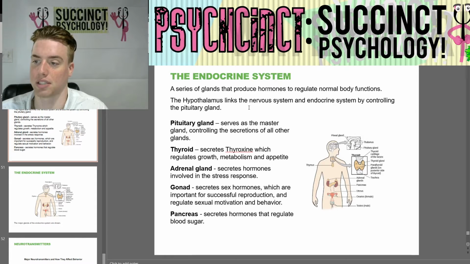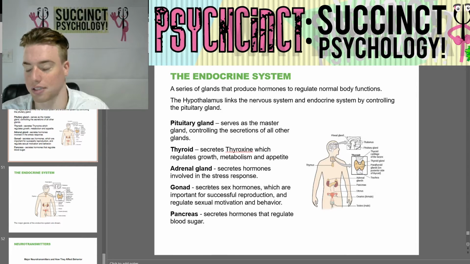So the endocrine system is a series of glands that produce hormones to regulate normal bodily functions. The hypothalamus links the nervous system and endocrine system by controlling the pituitary gland. The pituitary gland serves as the master gland, controlling the secretions of all other glands. The thyroid secretes thyroxine, which regulates growth, metabolism, and appetite. The adrenal gland secretes hormones involved in the stress response. The gonads secrete sex hormones, which are important for successful reproduction and regulate sexual motivation and behavior. And then you have the pancreas, which secretes hormones that regulate blood sugar.